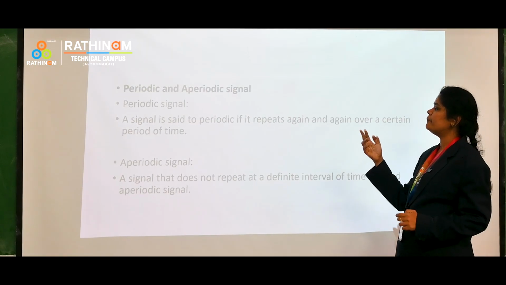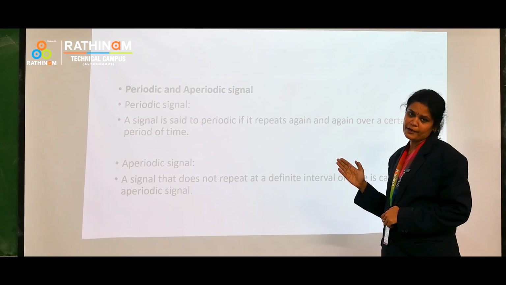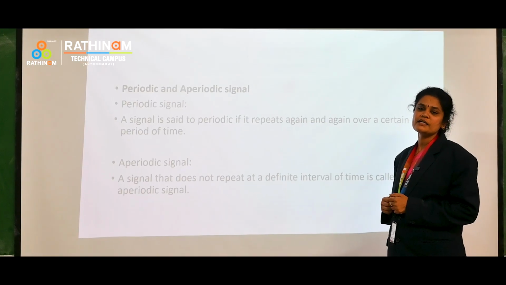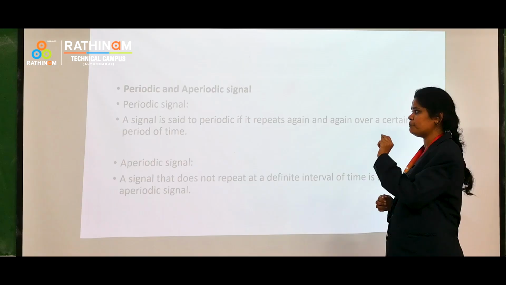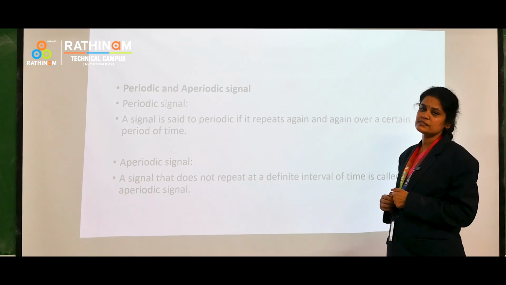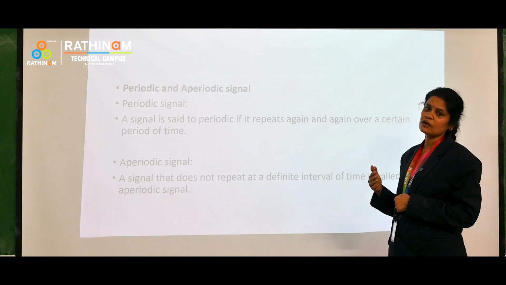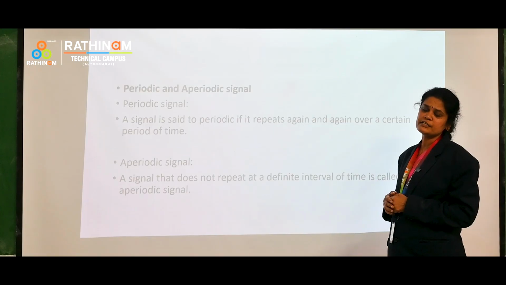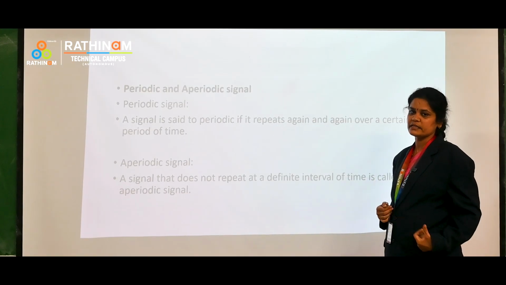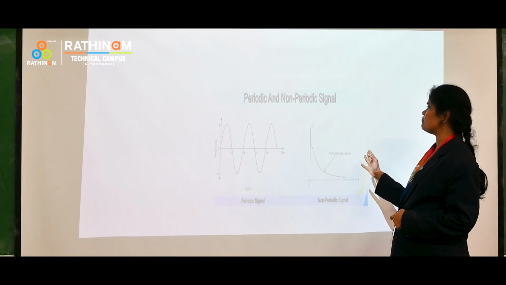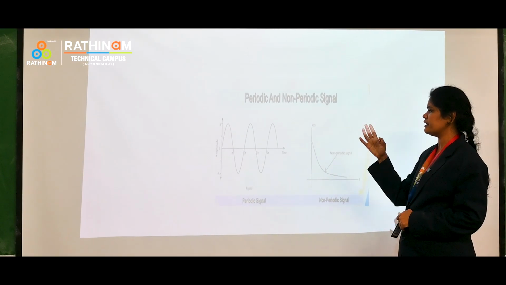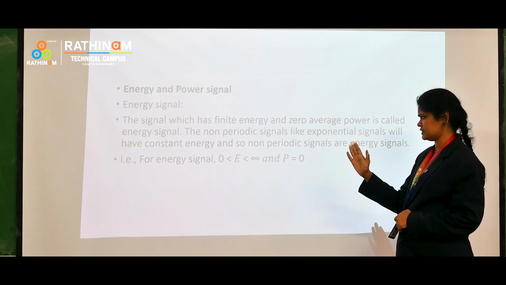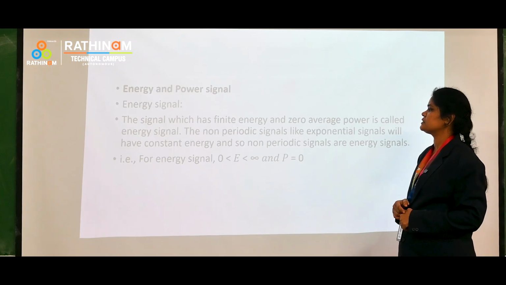Next we will see a periodic signal and aperiodic signal. What is a periodic signal? The signal which repeats at regular time intervals is said to be a periodic signal. An aperiodic signal is the signal which does not repeat at regular intervals. It is called an aperiodic signal. So this is the example of your periodic and non-periodic signal. In a periodic signal, every time limit the signal repeats at regular intervals.